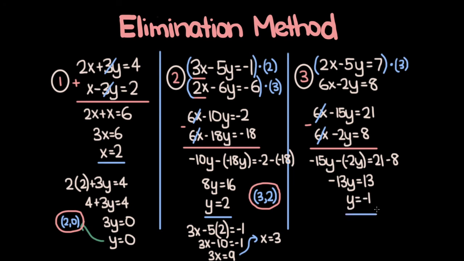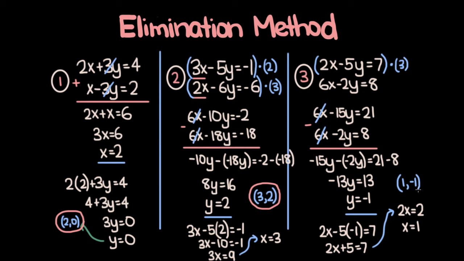Now to find the corresponding value of x, we'll plug in y is equal to negative 1 into one of our equations. Let's use the first one here. So we have that 2x minus 5y, and we know that y is negative 1, is equal to 7. So we have 2x plus 5 is equal to 7, and if we subtract 5 from both sides, we get that 2x is equal to 7 minus 5, which is 2, and then if we divide by 2 on both sides, we get that x is equal to 1. And so the solution to this system of equations is 1, negative 1.